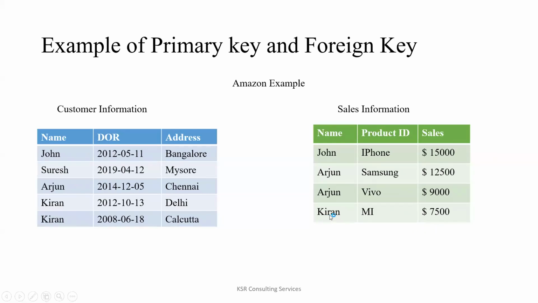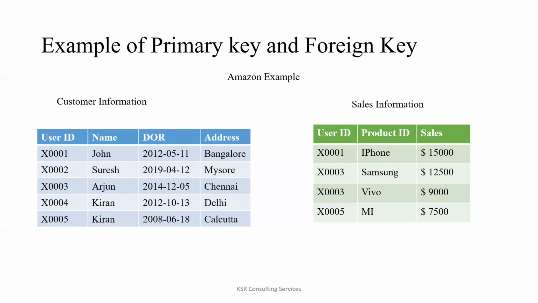How do we make sure which Kiran has purchased the product? We can't know, sir. Okay, and that's the correct answer. We can't know. Now, why is it so difficult to decide which of these two Kirans has purchased? Because there is one column which is missing. I'll give you that column so that it gives you better information. If you see the second table, I've added one more column called user ID.